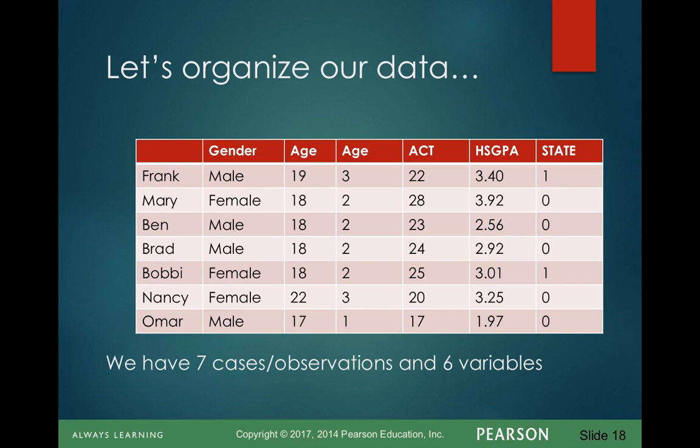Now, there may be a good argument to say we have 7 variables, that name could be one of the variables. And if you want to go there, that's fine, but I typically don't include name as one of the variables.